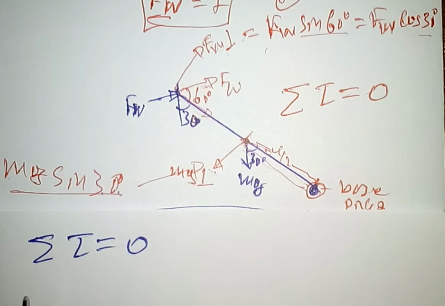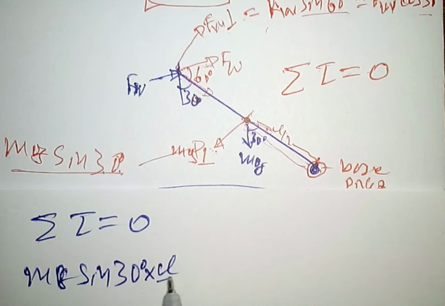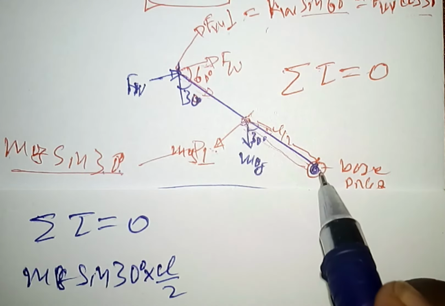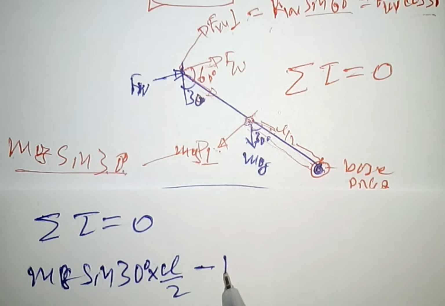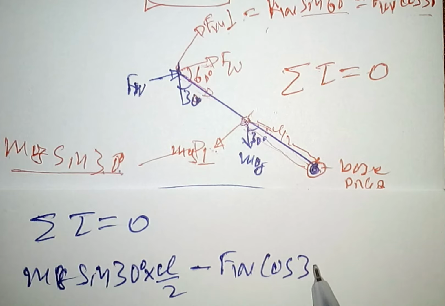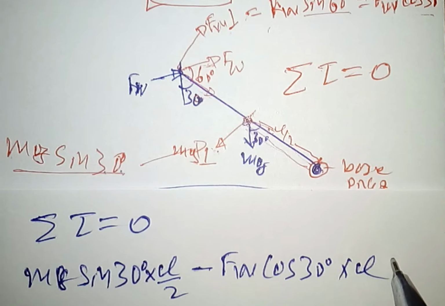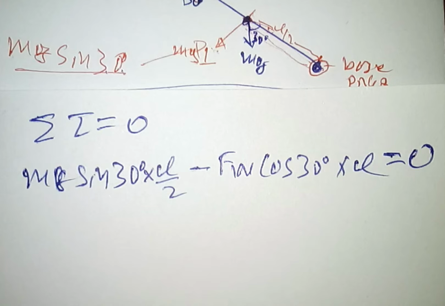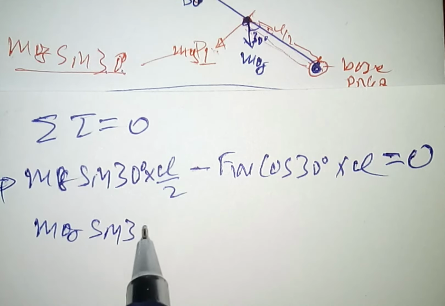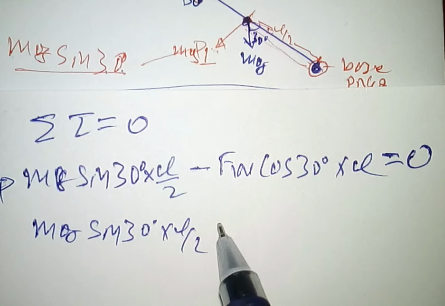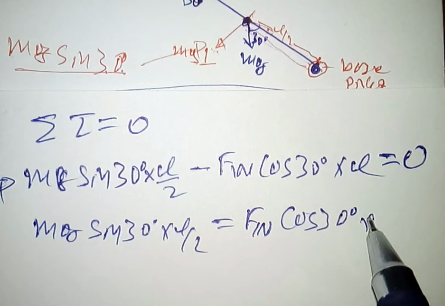The counterclockwise torque is mg sine of 30 degrees times the length of the ladder over 2, because mg is acting at the half of the length of the ladder, minus the clockwise torque, which is FW cos of 30 degrees times L, acting along the whole length of the ladder. So this is equal to 0. If we rearrange this equation, mg sine of 30 degrees times L over 2 is equal to FW cos of 30 degrees times L.